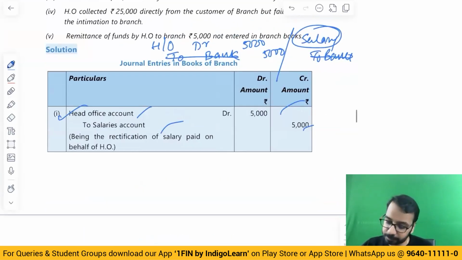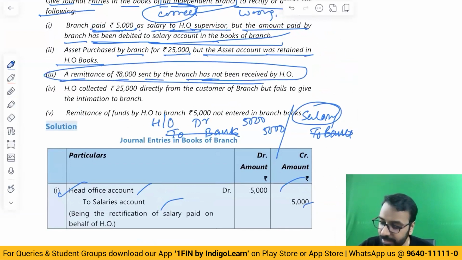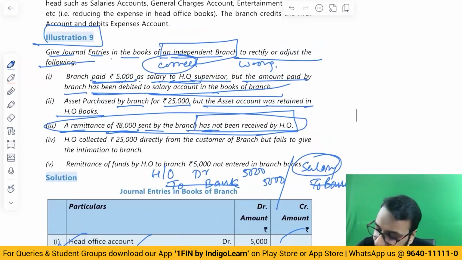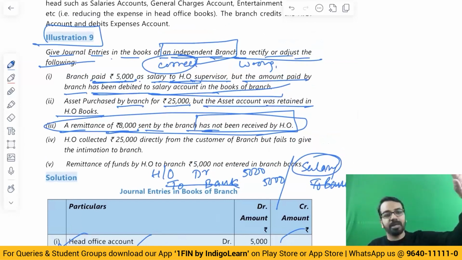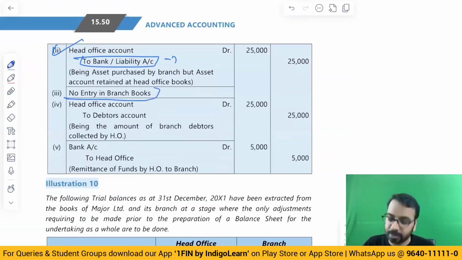Then a remittance of 8,000 sent by branch has not been received by head office. Money has been sent by branch, it has not been received by head office. So if head office has not received, do I need to worry about it? I don't need to worry about it. Sir, do we need to pass a fresh entry? See, here they have said rectify or adjust. I have sent the money. It is not an error from my side. I don't need to make any adjustment. So in this part, there is no entry in the branch books.